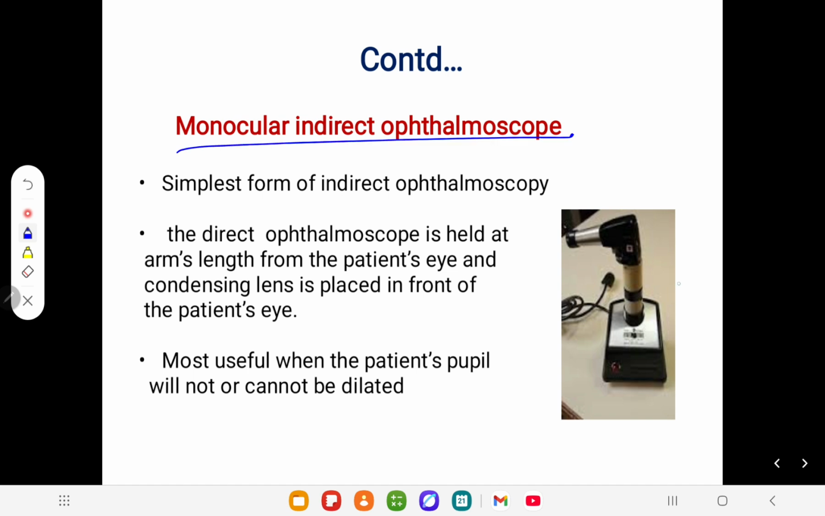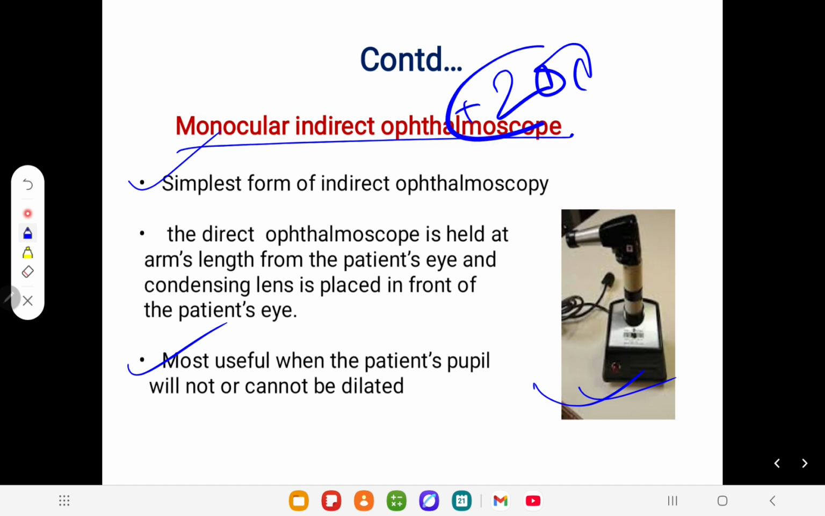Monocular indirect ophthalmoscopy, and I think I have not seen this instrument. It is the simplest form of indirect ophthalmoscopy. The direct ophthalmoscope is held at arm's length from the patient's eye, and a condensing lens is placed in front of the eye. It is most useful when the patient's pupil will not or cannot be dilated. It's just direct ophthalmoscopy. Just hold the 20 diopter lens, plus 20 diopter, in front of the patient's eye, and if you just shine a torchlight, you can see the retina, isn't it? So sometimes you can see the retina that way. That's not a big deal.